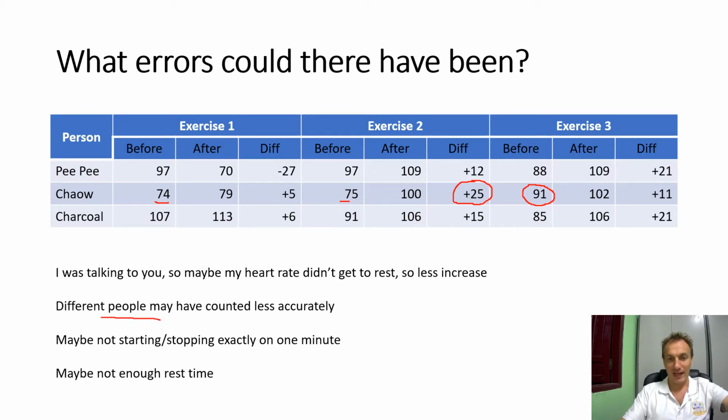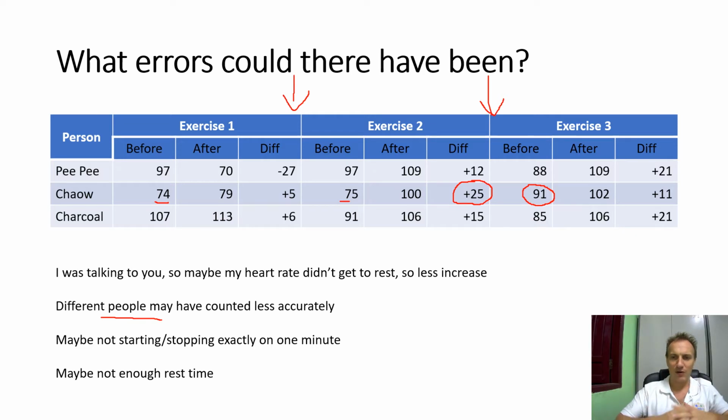Maybe different people counted less accurately. You saw me joking with Pecan in the video. Maybe Pecan was struggling to find the pulse. Maybe he was making it up or not feeling where the pulse really was. Now, somebody was saying stop. But somebody actually on the second one, they stopped it a little bit early. And I said, maybe we stopped 4 seconds early, so we have to increase it a little bit. So not starting and stopping exactly on 1 minute would definitely affect the measurement of the heart rate. And maybe you could say not enough rest time. Maybe we should have had more time to rest in between each of these different activities.